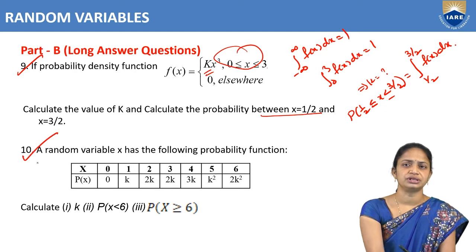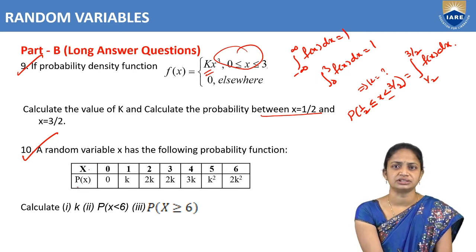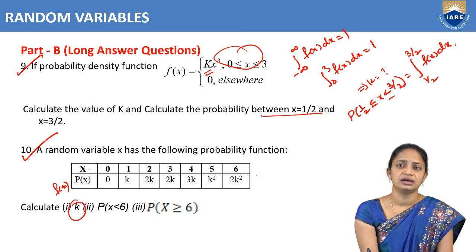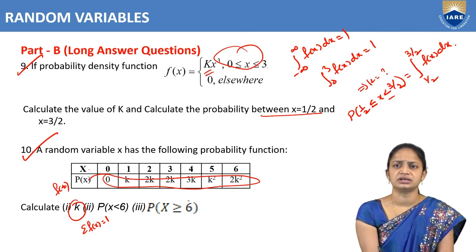Okay. Now coming to the 10th question, a random variable x has the following probability function. Here they have given the x values and f of x values. So we need to find the k value. How to find the k value in a probability mass function or discrete probability distribution? We can find the k value by using summation f of x equal to 1. So the summation of all these values is equal to 1. After that, here we have 7, that is 7 k square plus k, I think.